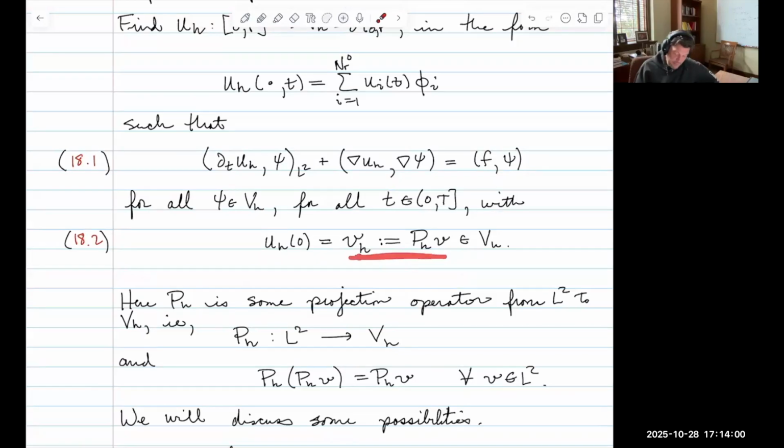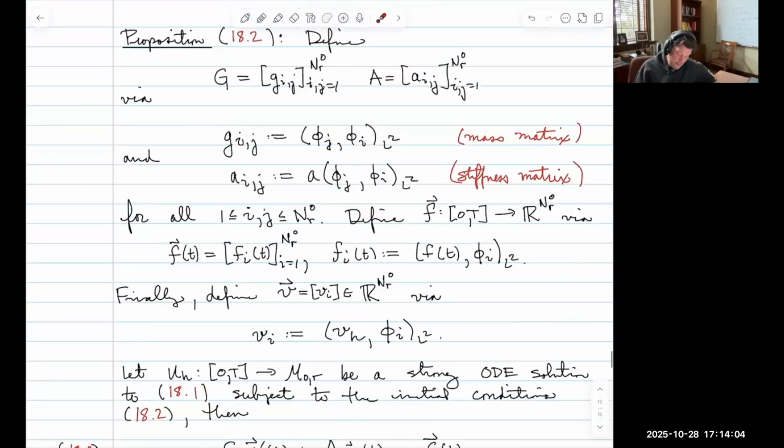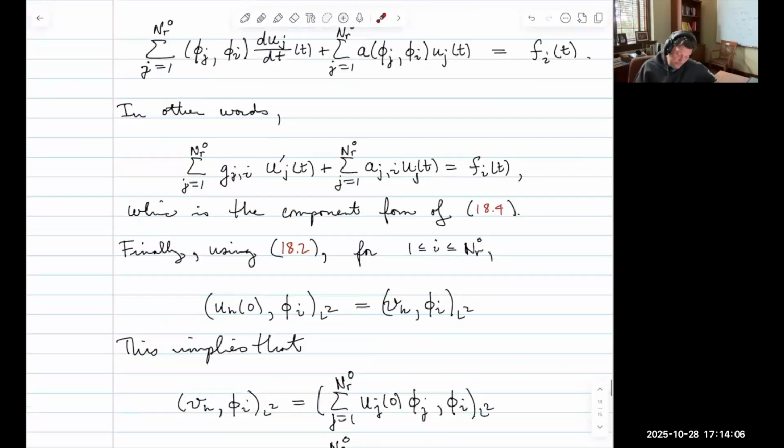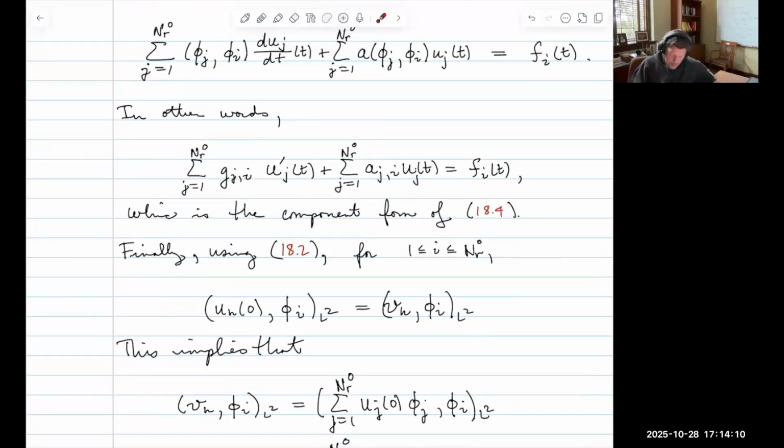Okay, this is just for some projection. I don't know what it is or care what it is for right now. All right, so now what I'm going to do is multiply by the basis function phi I for 18.2, and I'm going to integrate in L2. All right, so what happens when I get that?